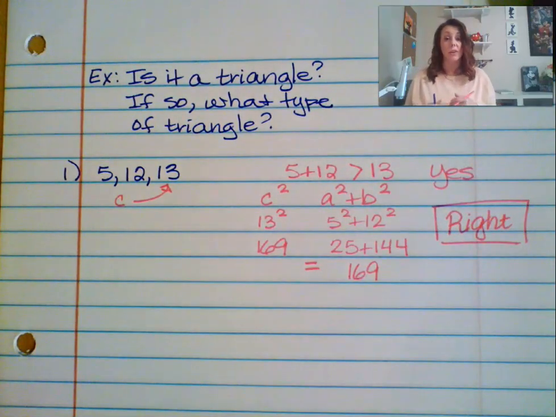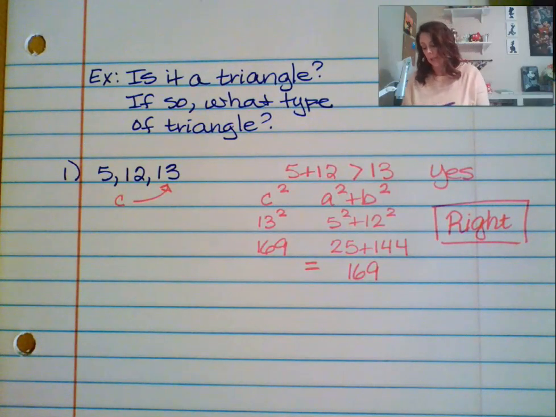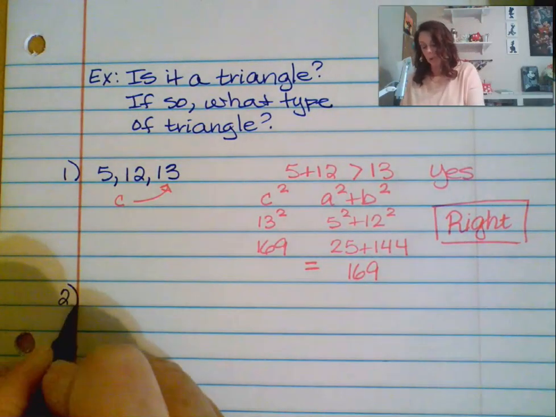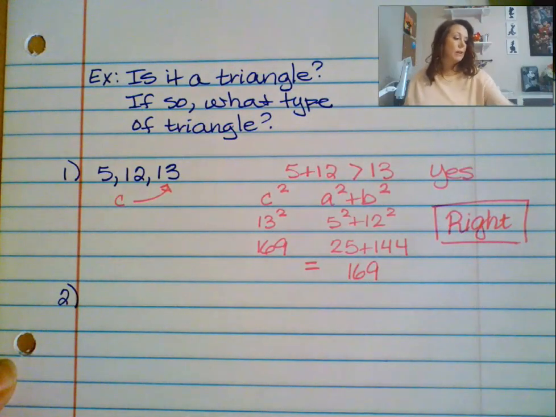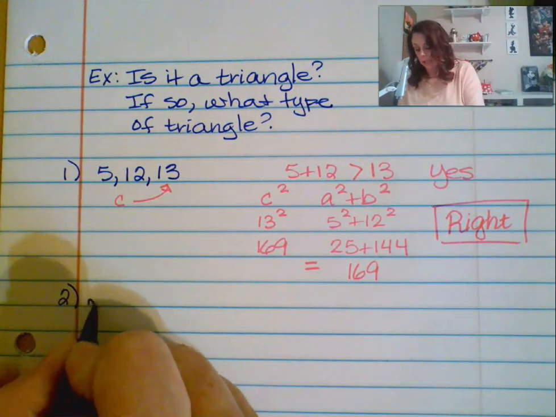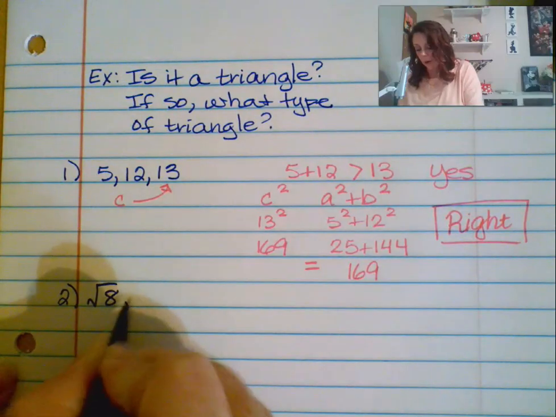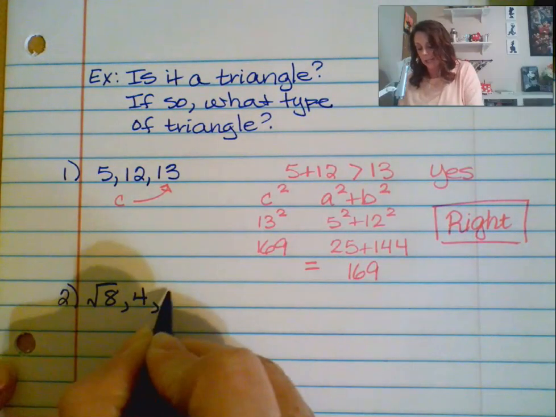So will it make a triangle? Yes. What type? Right triangle. All right, let's look at a second example. In number 2, we're given the values the square root of 8, 4, and 6.